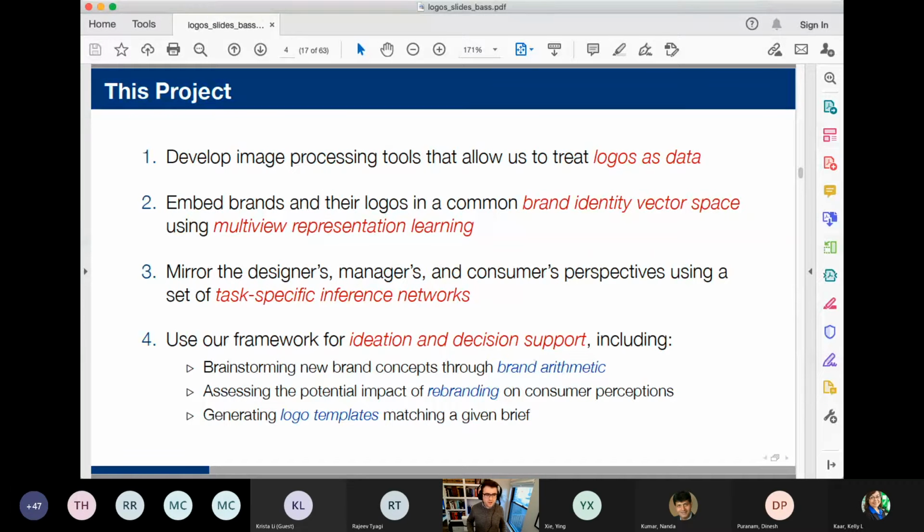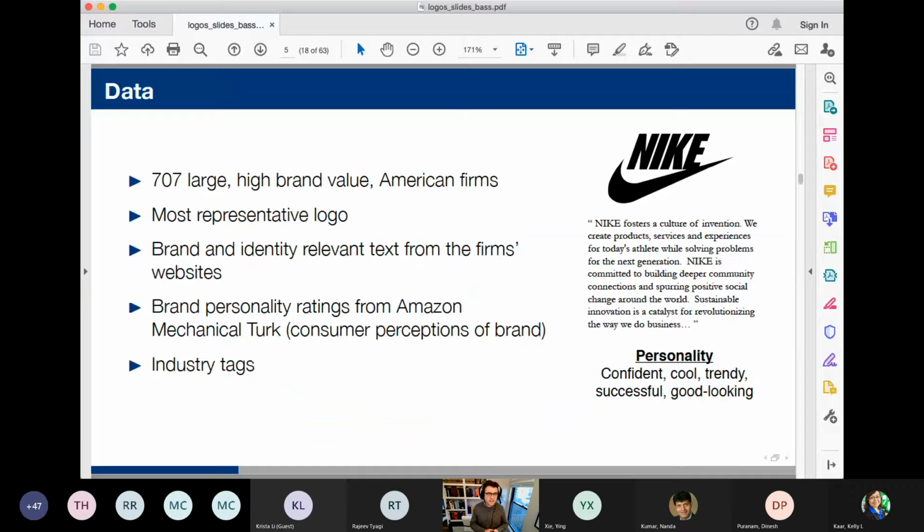Okay, great. So the starting point for all of this is, of course, data. The data that we have to accomplish this is from 707 large, high brand value American firms. The idea is that this is not huge data. It is, on the other hand, representative data. It's representative of firms that have been successful and that are likely embedded in this collective consumer conscience of brands, this brand landscape.